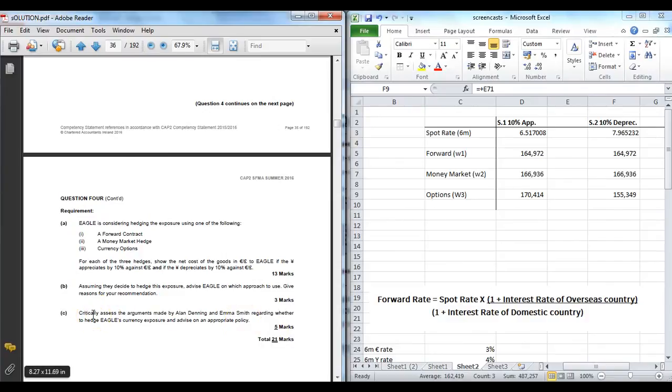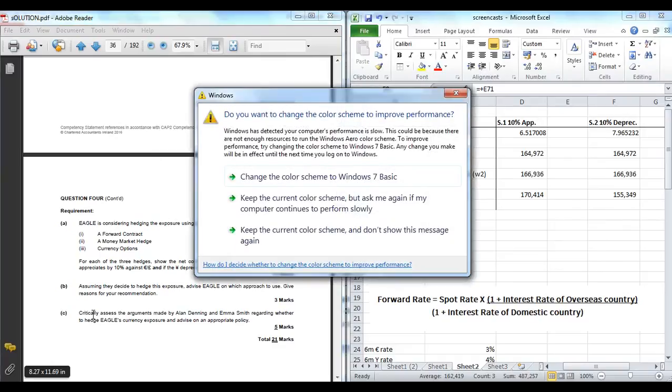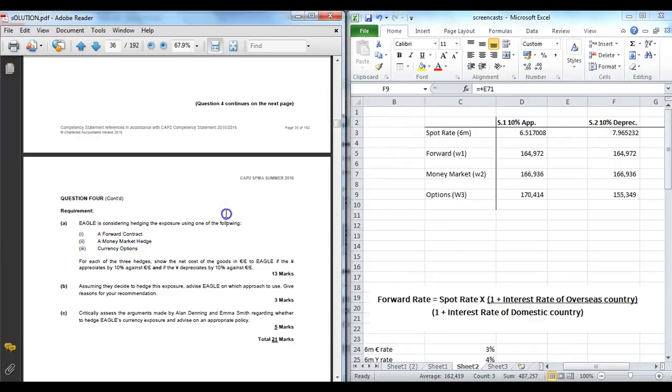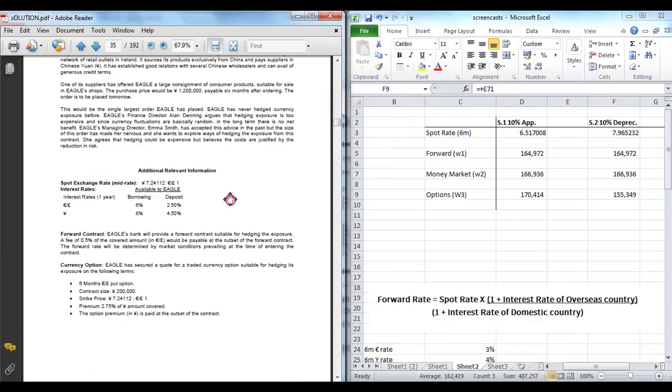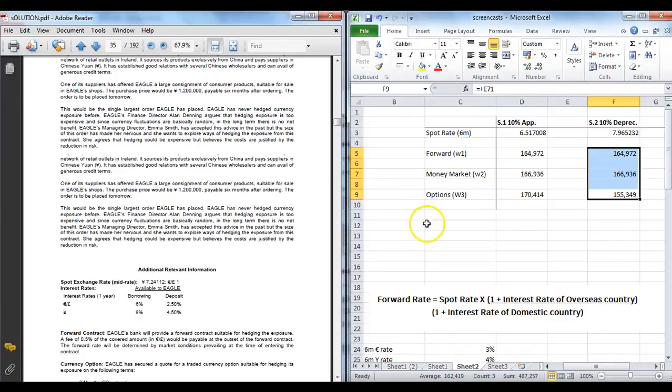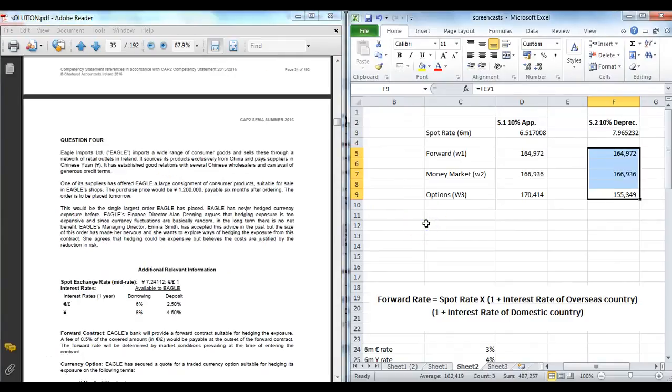Critically assess the arguments made by Alan and Emma regarding whether to hedge currency exposures and advise an appropriate policy. So the point here is you have to critically assess, look at the pros and cons of both. Essentially the arguments are: one, Alan says it's too expensive, and all movements in foreign exchange are random anyway, you can't predict them, and there's no point in hedging. Emma, the alternative, says this is too big a transaction not to hedge, it exposes us to too much risk, and whatever the costs involved, they're justified.